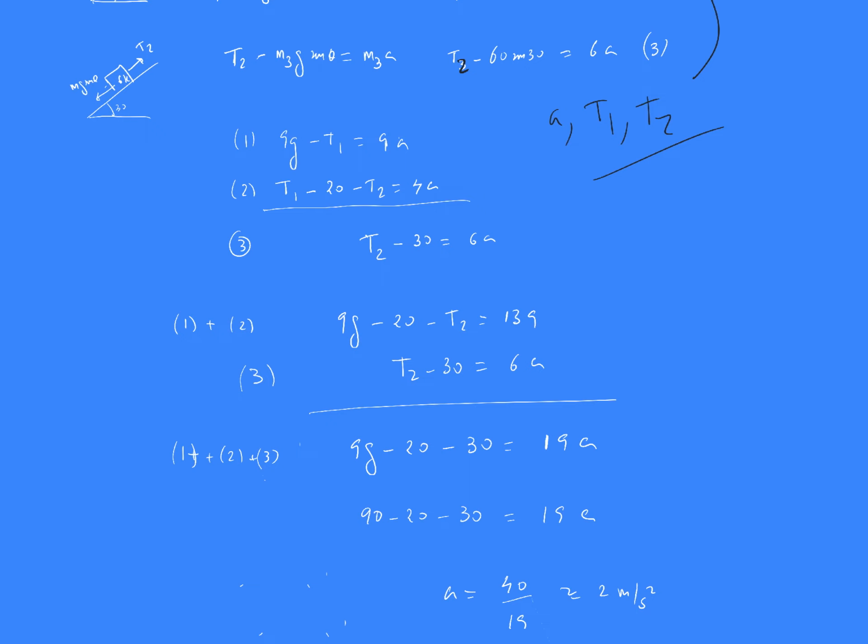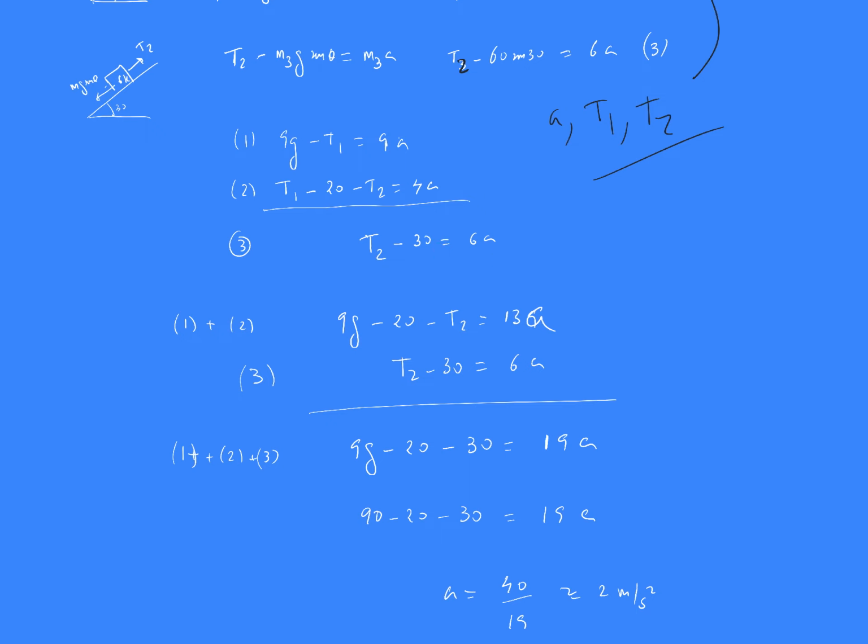So if I sum the first with the second, the T1 will disappear when I sum minus T1 plus T1. If I sum this with this, this equation appears: 9G minus T1 plus T1 will disappear, 0, minus 20 minus T2. On the other side, 9 plus 4 is 13A. So 13A is the first equation. Now, the third equation is this one: T2 minus 30 equals 6A. This is the third equation.